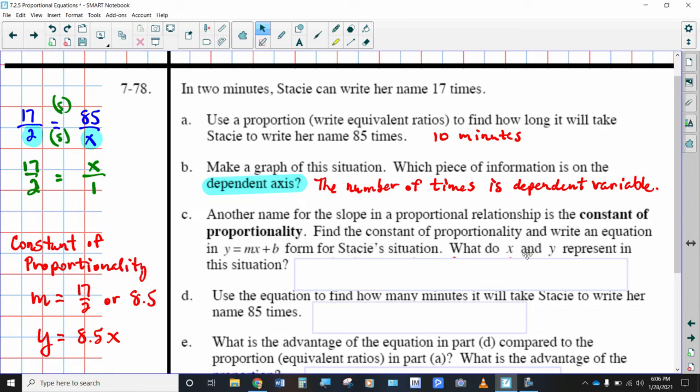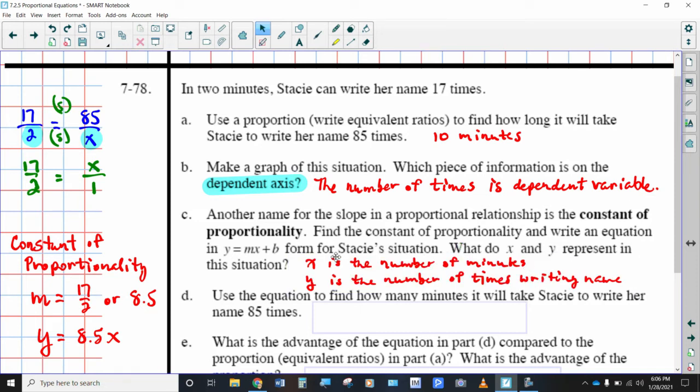Okay, so what do the x and the y represent in this situation? Well, x is the independent variable. We said that was going to refer to the number of minutes that she is spending writing her name. And y is the dependent variable. So y represents the number of times that she is writing her name for x number of minutes. So it says here that she can write her name 8.5 times per minute. So if it's going to be 10 minutes, 8.5 times 10 would give you 85, correct? And that's what we set up here.